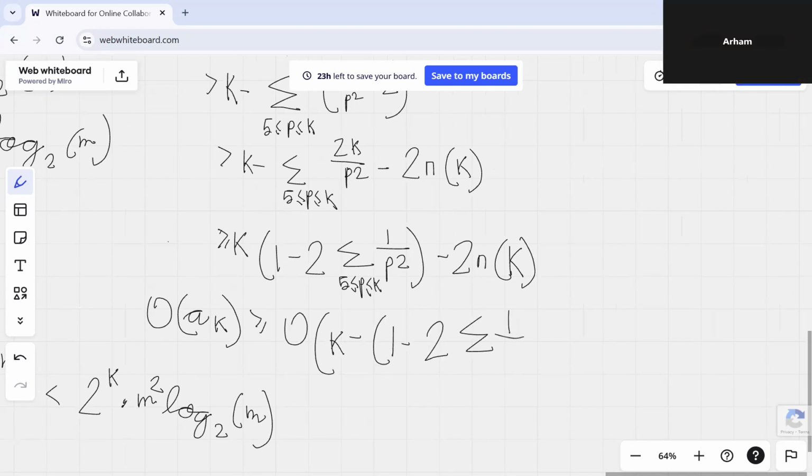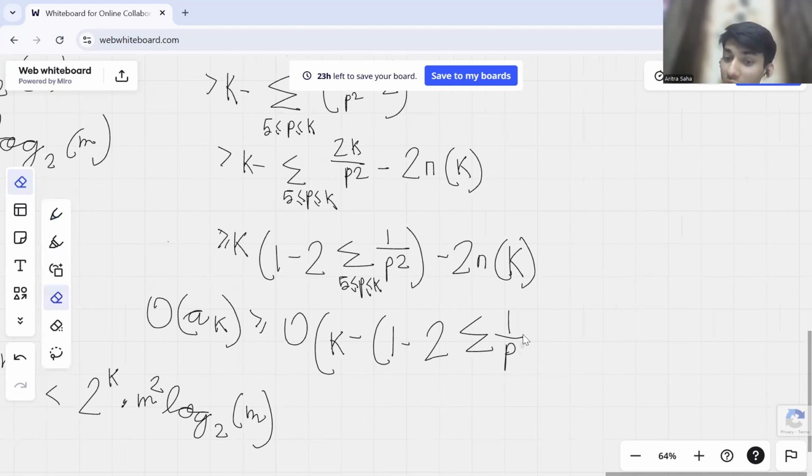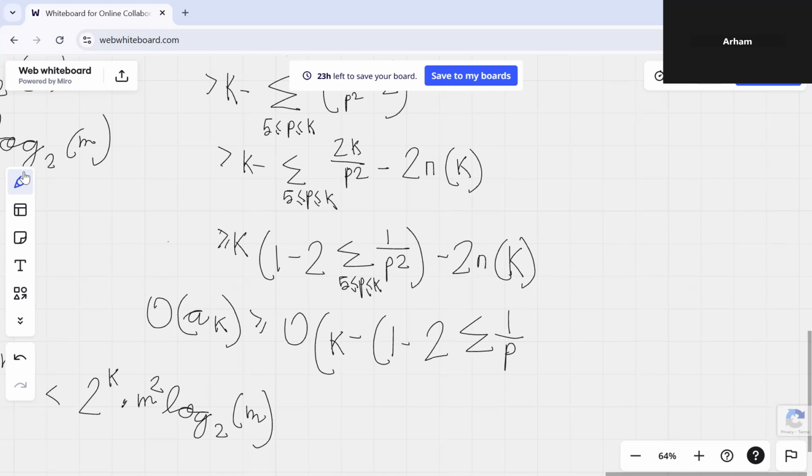Wait, why are you introducing O? To check the density of AKs. We just want to prove that AK is something like non-zero, right? First, don't we want to handle the summation of 1 by p square before doing this?